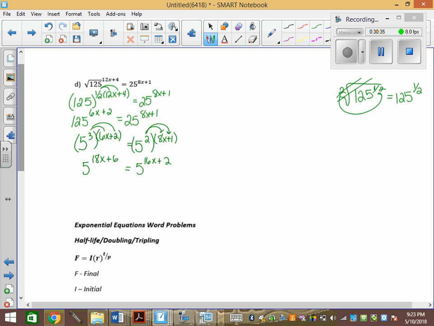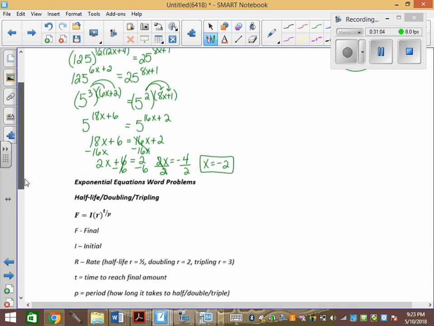Now we both have base 5, so we can set the exponents equal to each other. Subtract 16. We get 2x plus 6 equals 2. Subtract 6. 2x equals negative 4. Divide by 2. x equals negative 2.